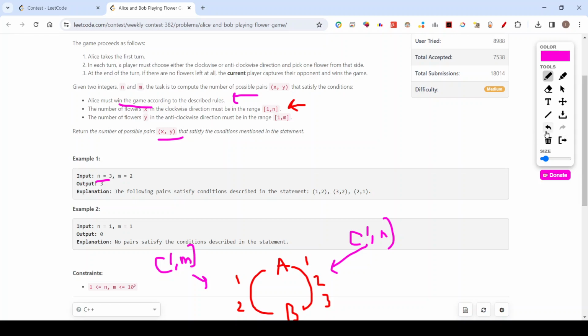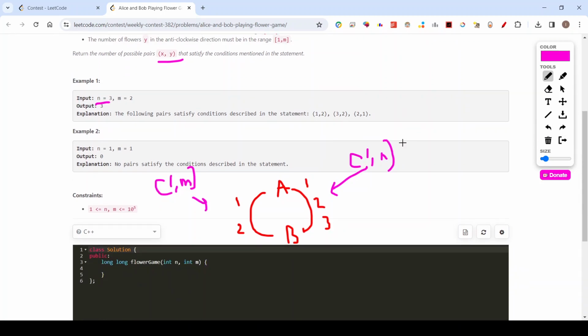This is the important point. So I hope you got the question. So let's move on to the approach.